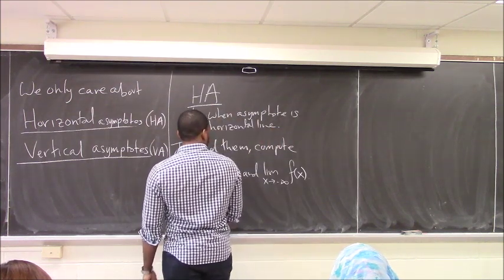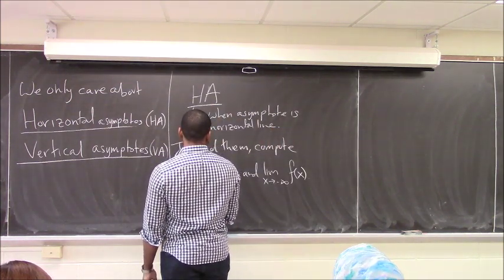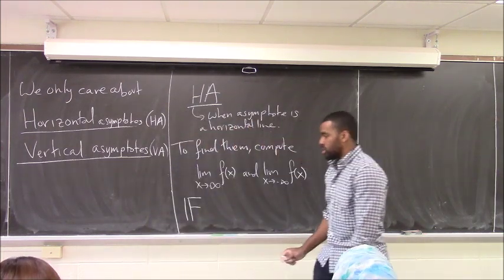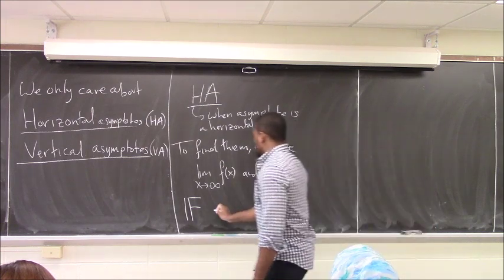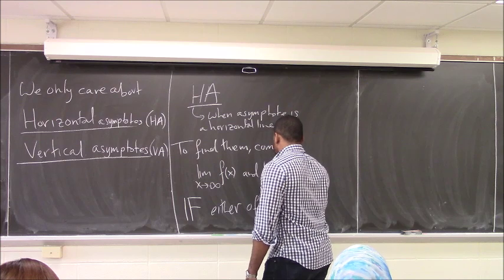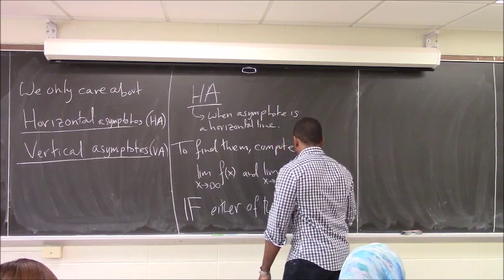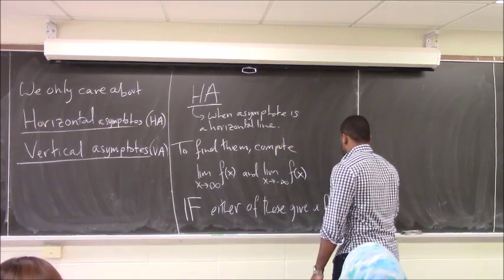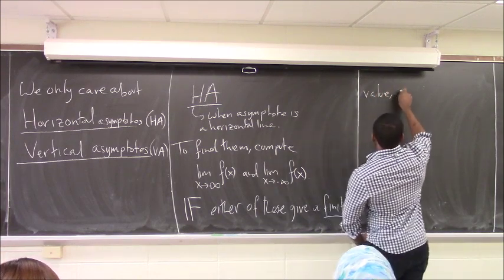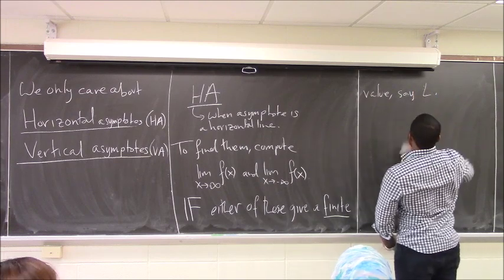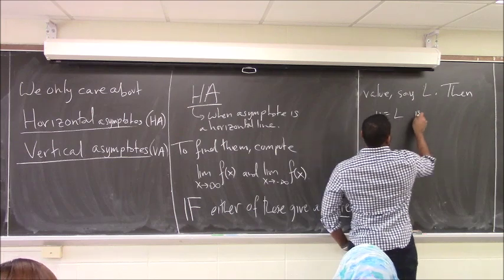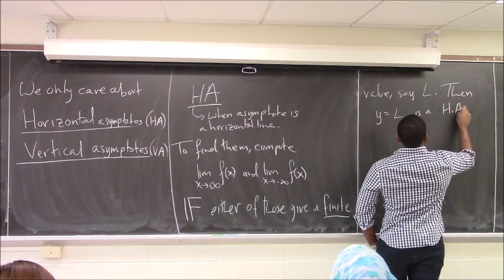And here's how a horizontal asymptote arises. You might not have a horizontal asymptote, but if either of these gives you a finite value, say L, then y equals L is a horizontal asymptote for the graph.